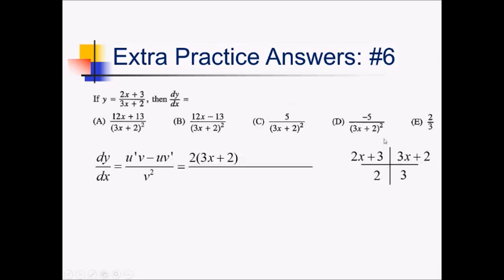minus, now I'm doing the uv prime part. This is 2x plus 3 times 3. All of that over v squared, so 3x plus 2 quantity squared. I'll have to simplify this to match an answer choice.